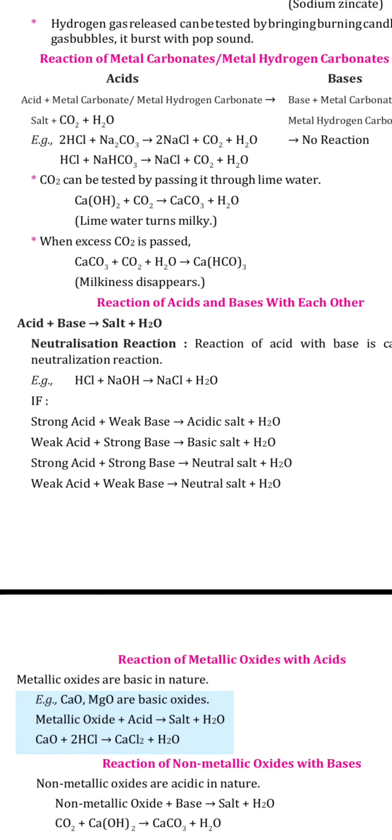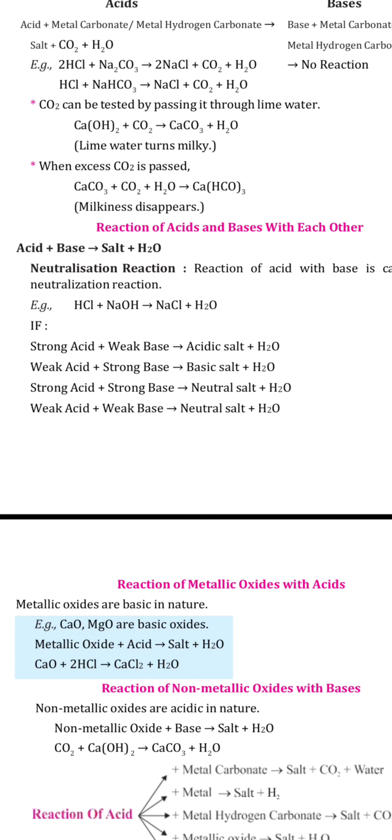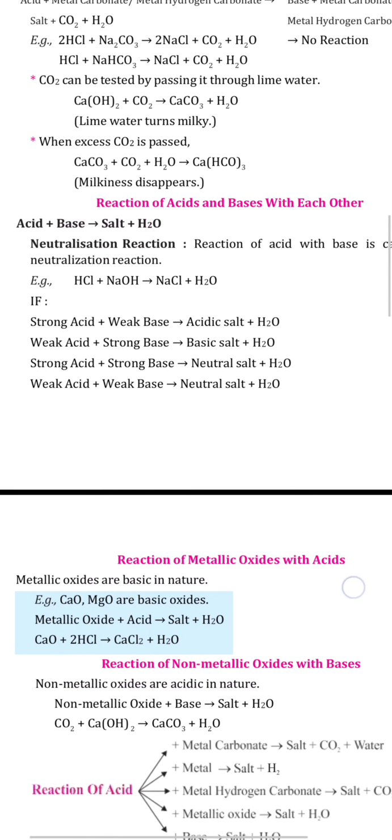Reactions of metallic oxides with acids. Oxides like calcium oxide and magnesium oxide are basic oxides. When these oxides react with acids, they give salt and water molecule. Like calcium oxide, when it reacts with HCl, it gives calcium chloride. Reactions of non-metallic oxides with bases. Non-metallic oxides are acidic in nature. CO2 plus calcium hydroxide gives calcium carbonate plus water.